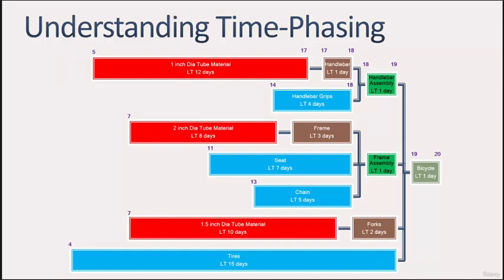In combination with the offsetting to determine the start and completion dates of all the subcomponents, MRP is also exploding the requirements. This means that if the customer is ordering 2 bicycles, MRP is calculating that 2 handlebar assemblies are needed, which requires 2 handlebars, 4 handlebar grips, and 2 feet times 2, which is 4 feet of the 1-inch diameter tube material, and so on for the rest of the bill of material.